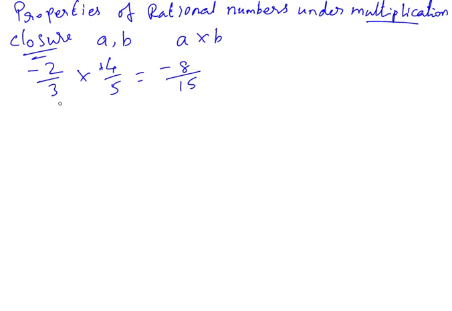Minus 2 by 3 is a rational number. Plus 4 by 5 is a rational number. The product, minus 8 by 15, is a rational number. So rational numbers are closed under multiplication. Closure property: rational numbers are closed under multiplication. Second one, we'll see the commutative property.